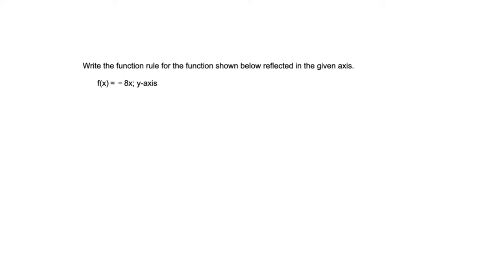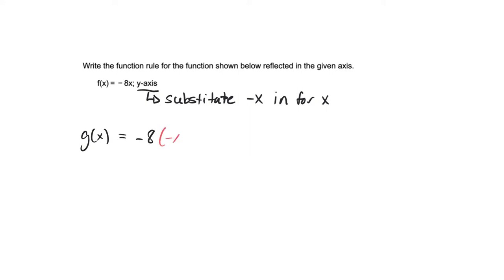All right, so the first question is a reflection over the y-axis. Y-axis tells us to substitute negative x in for x. All right, because when you reflect over the y-axis, you take the opposite of x. So g of x is now negative 8 times negative x, which, a negative times a negative gives you positive 8x. So hopefully the first one was easy for you guys.